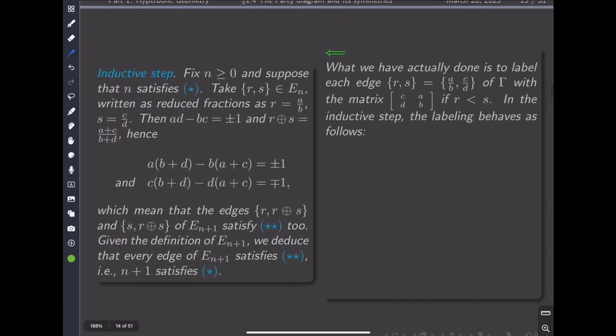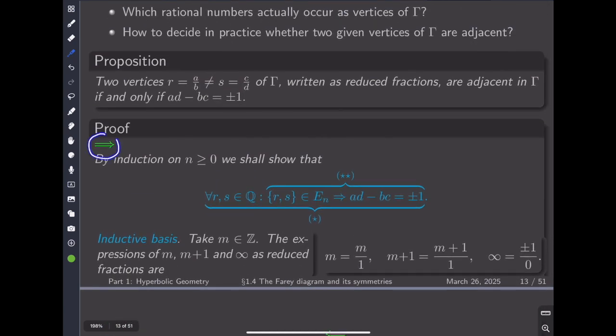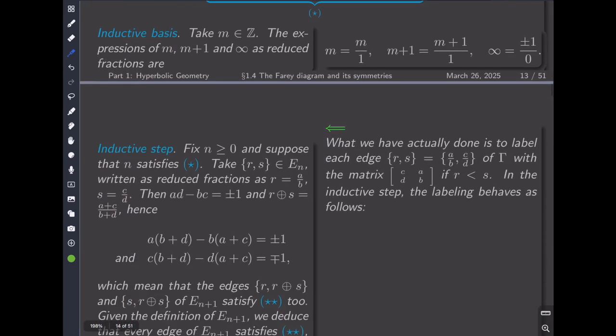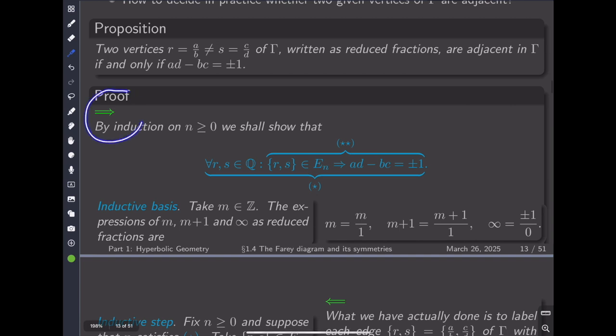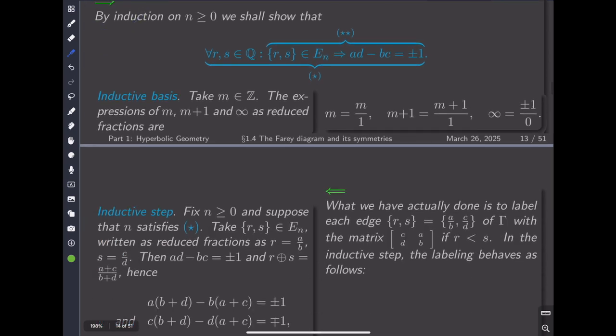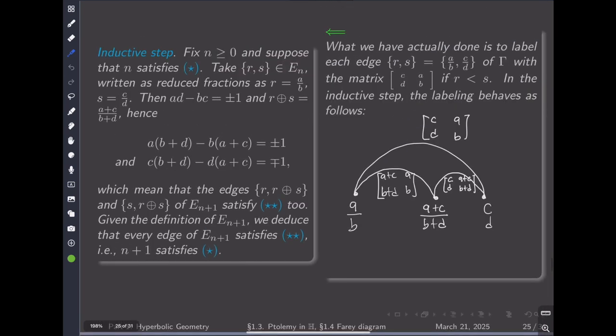And we proved one implication by induction. I'm not going to repeat the proof, just that during this induction, what we did was label all the edges of the Farey diagram with matrices. So here, maybe let me go back to see. Yeah, here is the labeling.